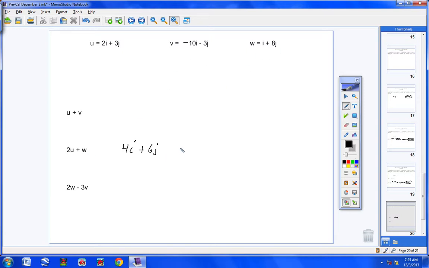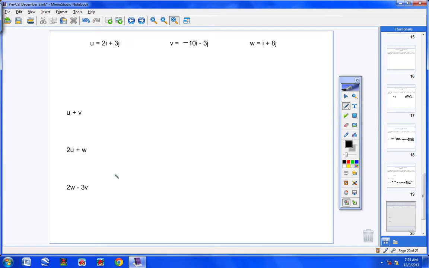So I'm going to add this right here. I'll go ahead and bring it down. i plus 8j. So we're going to add these two together. 4i plus i, well, that's going to be 5i. There's a 1 right here in front of the i, even though you can't see it. And then 6j plus 8j would give you 14j. There we go. Okay, really, really pretty simple stuff.